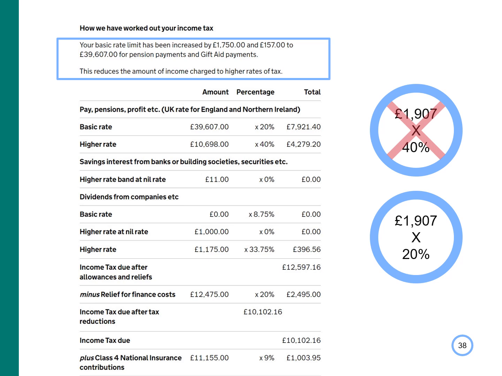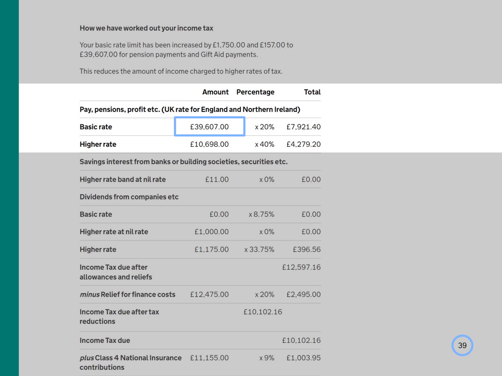So the basic rate tax band is increased by £1,907 from £37,700 to £39,607. This means that instead of paying tax at 40% on that £1,907, it is only paid at 20%. This gives the additional tax relief that's due on the payments into the pension and the gift aid payment if you're a higher rate taxpayer.